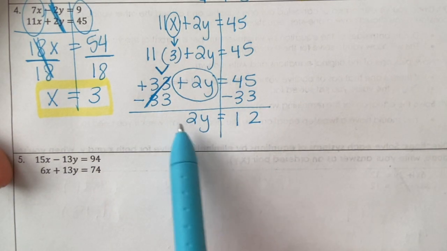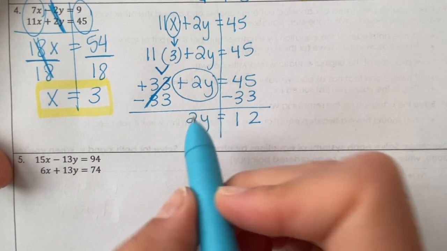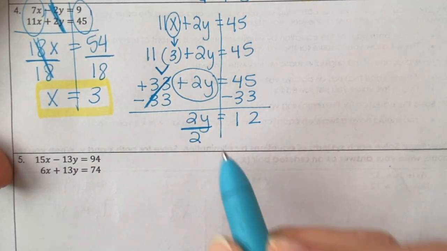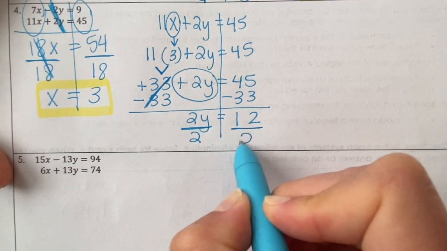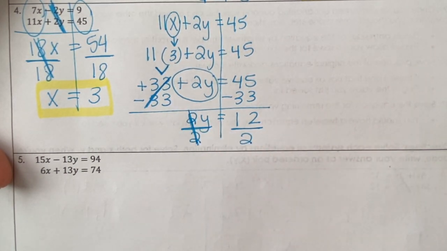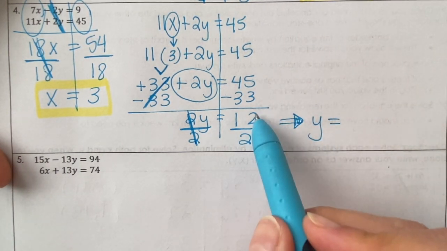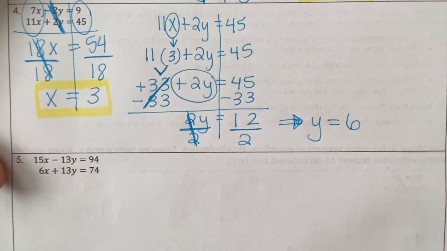All right, last but not least, once again, you've got a one-step equation. This is 2 times y, so the opposite of times 2 is divided by 2. If I divide by 2 on the left, I have to divide by 2 on the right. 2 divided by 2 cancels out to 1. So I have 1y all by itself, equal to 12 divided by 2, which is 6.